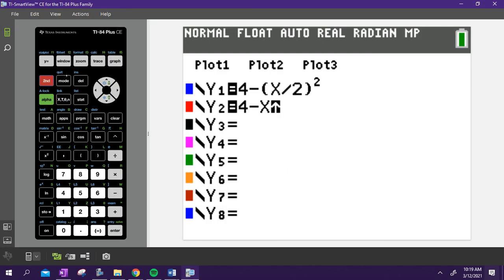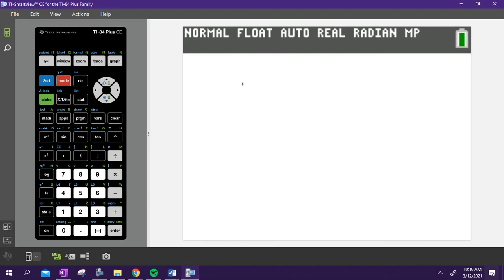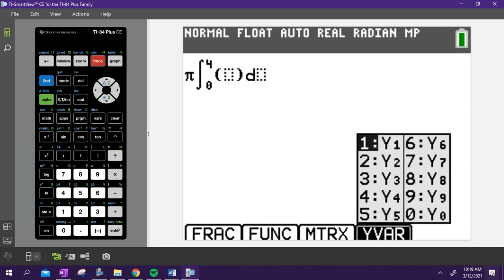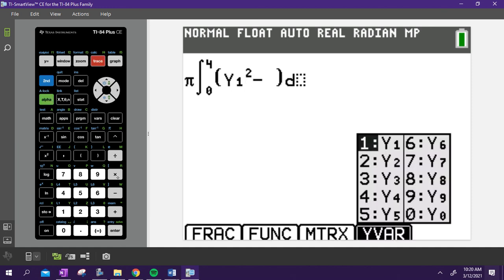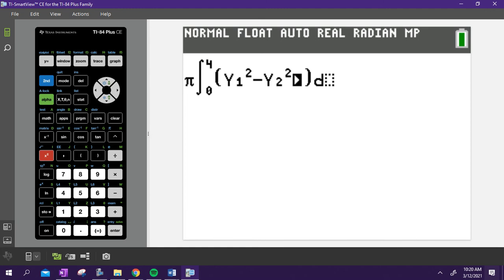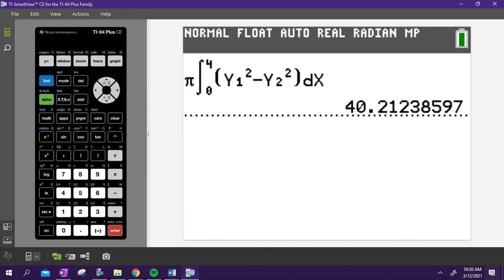Now that I've typed that in here, it should be really easy to type into my calculator. Pi on the outside. Math 9, 0 to 4. Big R squared minus little r squared dx. Enter. 40.212 is my answer.